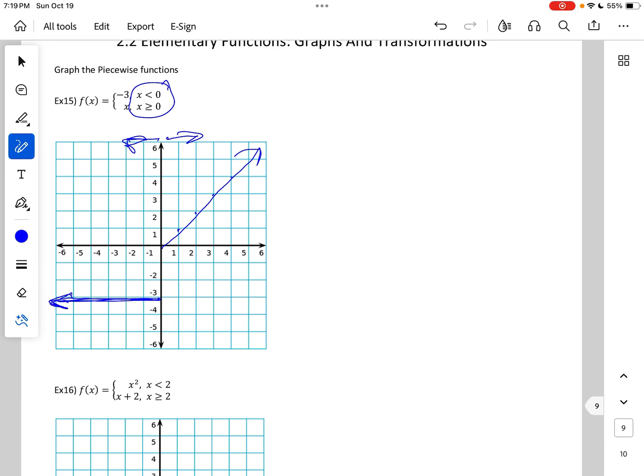However, I do need to do an open circle and a closed circle. Here I have a closed dot because I'm equal. And then here I'm going to have an open dot because it's when it's not equal to 0.